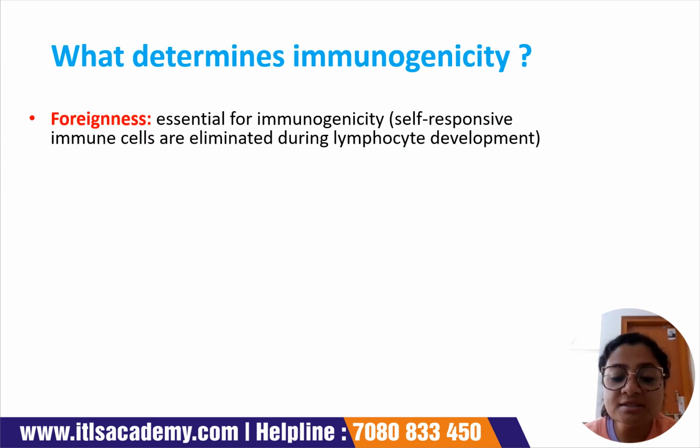Now what determines immunogenicity? Foreignness. Foreignness means something which has come from outside of your body, something which is not a part of your body. Again, a very important concept. Why? Because from this concept the idea of autoimmune disease arises. What is autoimmune disease? Auto means self, when your own body is producing an immune response, producing antibodies against your own cells.